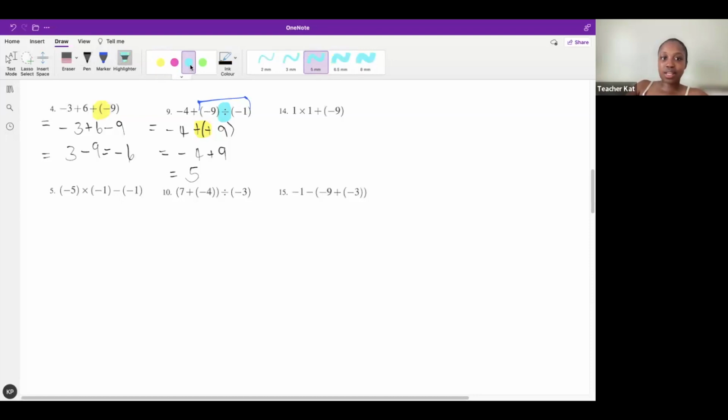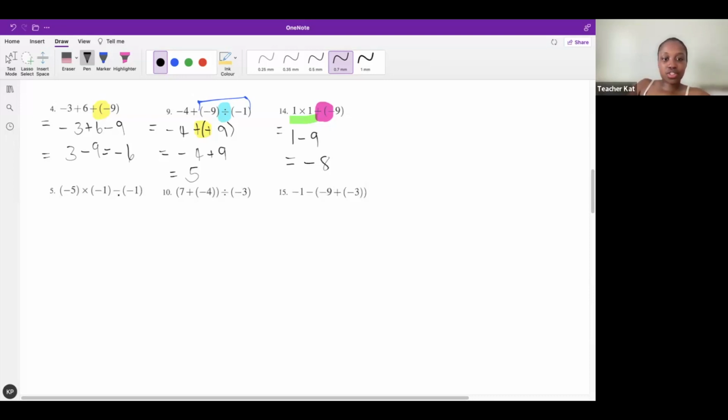Okay, last one. I'm not going to make the same mistake again. We're starting with the multiplication. 1 times 1. That is such an easy multiplication. It is 1. And now we have this plus minus situation all over again. A positive and a negative. What's my answer going to be? Plus minus is going to give us a -9. And what's 1 minus 9? There we go. -8.